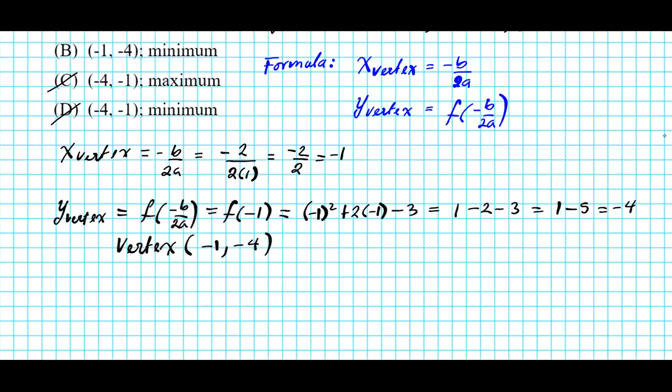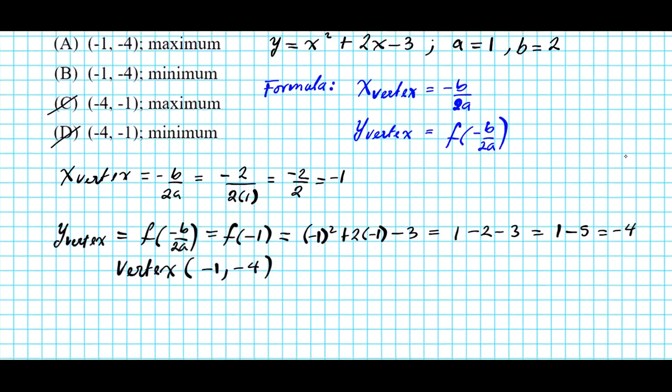So is our vertex a maximum or a minimum? The sign of a will help us to determine the opening of our parabolic function. Remember, a is 1, right? So since a is equal to 1, a value that's greater than 0 or positive, this means that the parabola is going to be happy. It opens upwards. Visualize a smiling face.